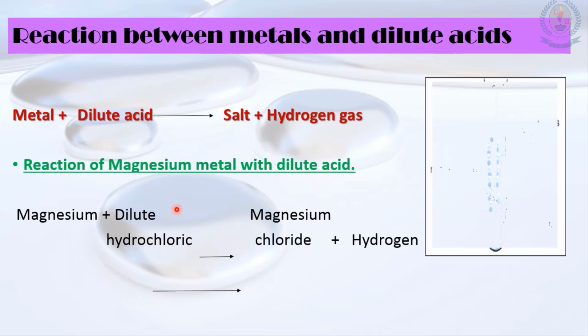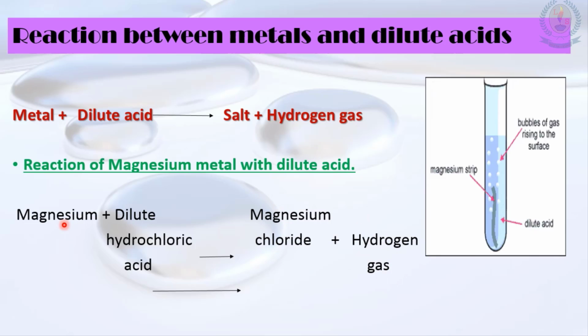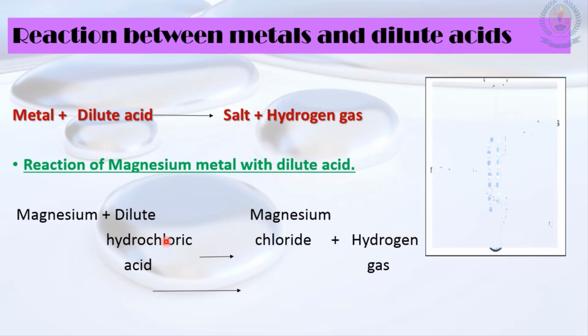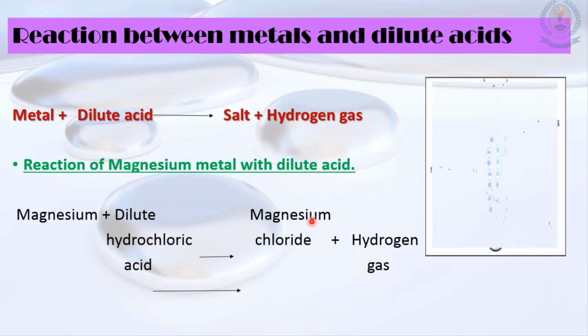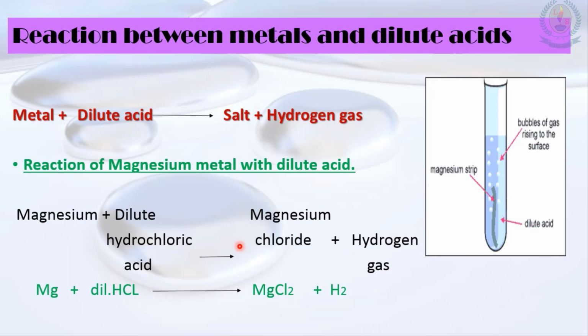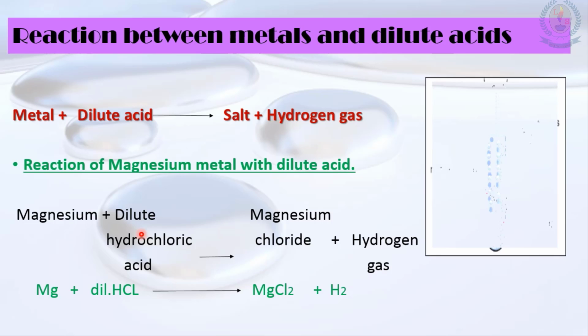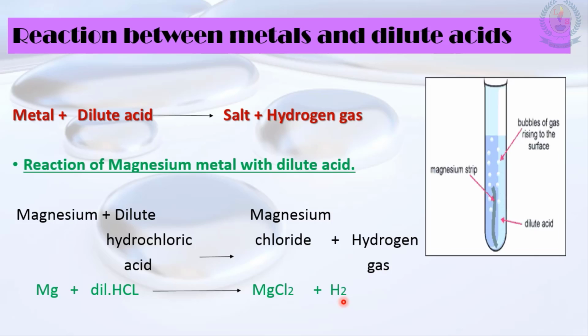Magnesium, when it reacts with dilute hydrochloric acid, will produce magnesium chloride and hydrogen gas. Magnesium reacts with the dilute hydrochloric acid to produce a salt. This is the salt, magnesium chloride, and hydrogen gas. Here I have given the word equation and the symbol equation both. When magnesium reacts with dilute HCl, it will result in magnesium chloride and hydrogen gas.